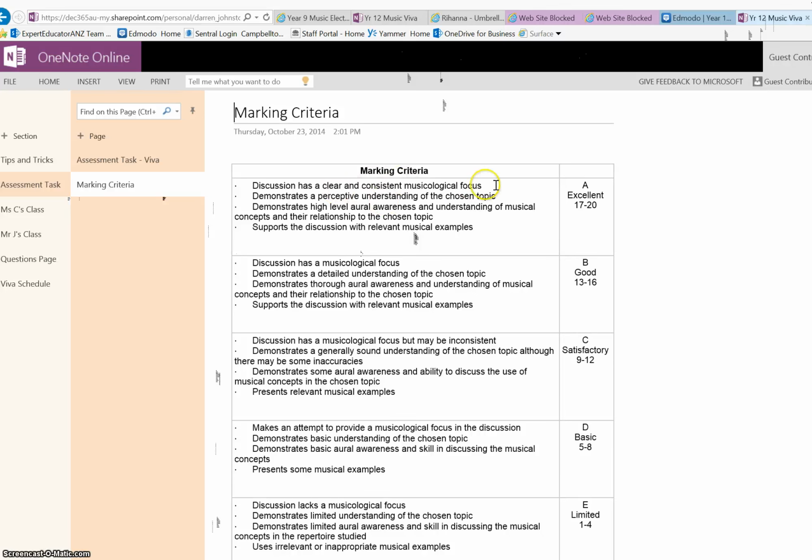Discussion has a clear and consistent musicological focus, demonstrates a perceptive understanding of chosen topic, high-level aural awareness and understanding of musical concepts and their relationship to the chosen topic, supports discussion with relevant music examples. Once you're up to this stage, then we can start talking about how to get musical examples and how to make sure you're demonstrating these things in an A box.